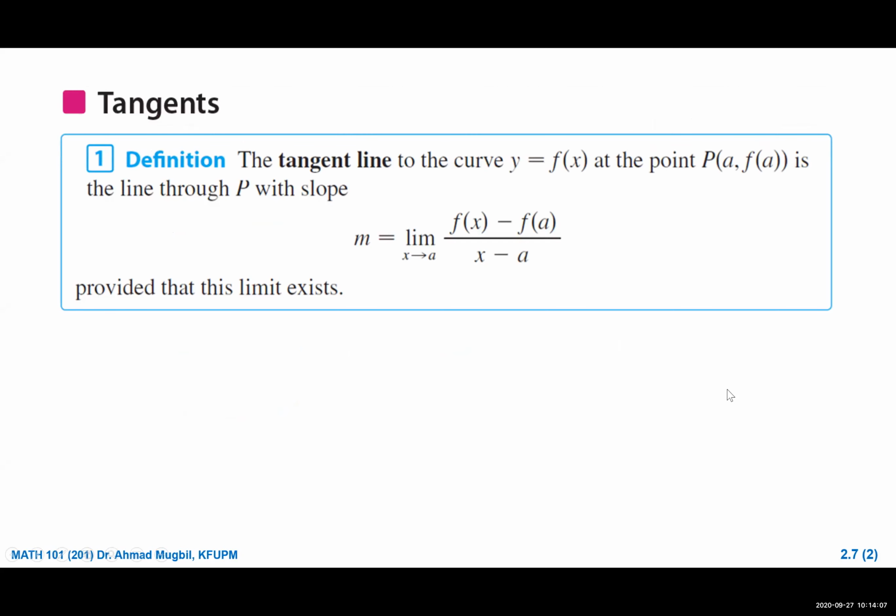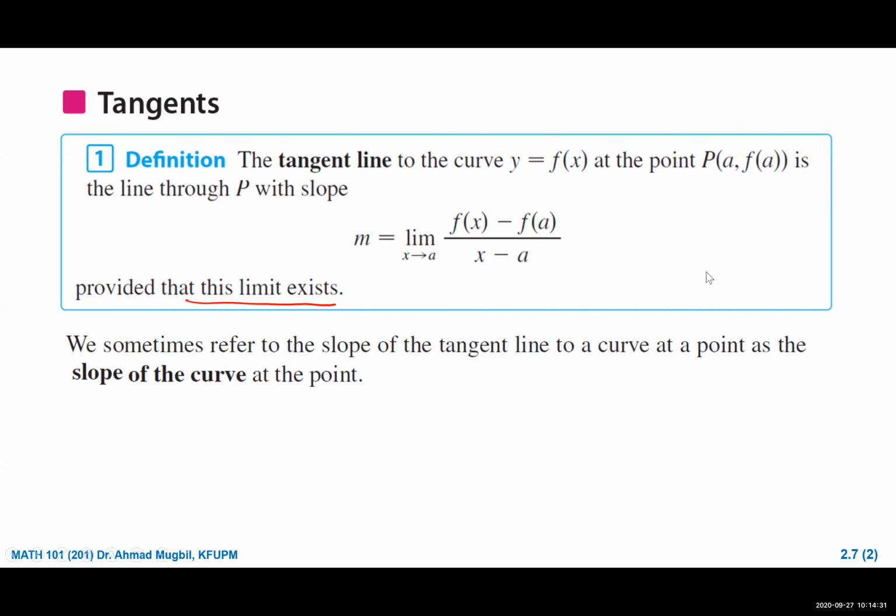So if you remember, ya shabab, from 2.1, we defined the tangent of the curve at a specific point to be the limit of this difference quotient: the value of the function at x minus the value of the function at a, over x minus a, when x goes to a. Of course, the limit must exist. If the limit exists, we have a slope. If the limit does not exist, there is no slope. And you can write this one, by the way. Okay, this is also important.